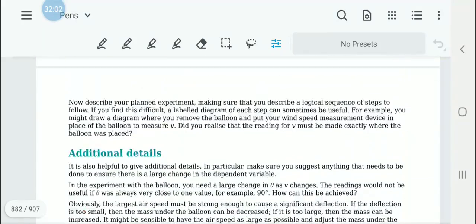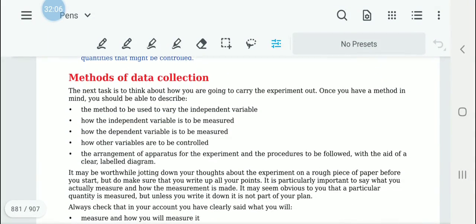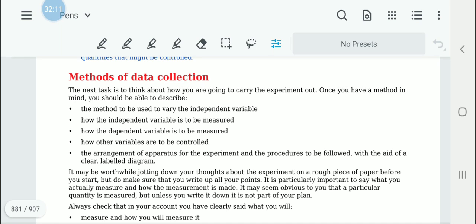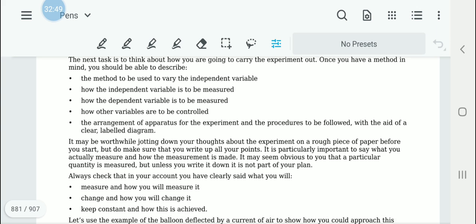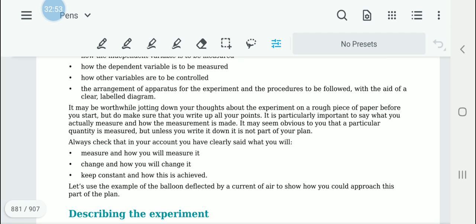Write down a note. When carrying out the experiment, we need to be able to explain the method to be used to vary the independent variable, how the independent variable is measured, how the dependent variable is measured, and how the controlled variables are maintained, and the arrangement of the apparatus using explanation along with a clear labelled diagram.